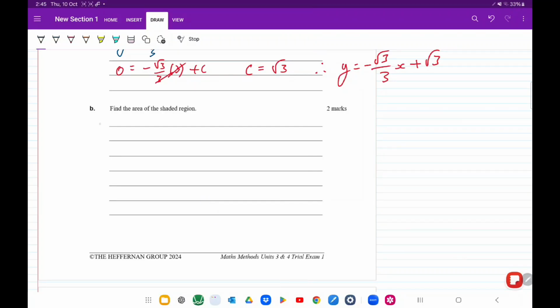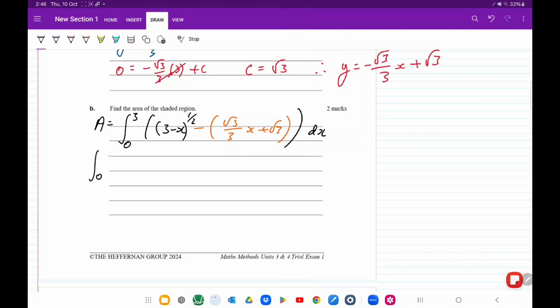So the area is equal to the integral from 0 to 3, but we're going to subtract the top line, 3 minus x, from the bottom line. And the bottom line we worked out just then was root 3 on 3 x plus root 3. And then we're going to put the dx at the end of it. Alright, from this point, turn this to a power of a half. Okay, we can find the integrals of this separately.